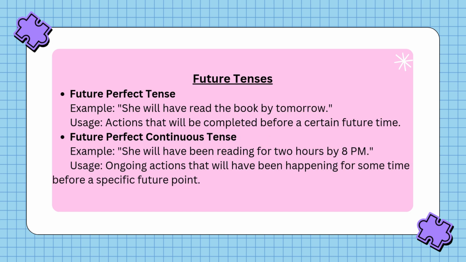Future tenses. Future perfect tense. Example: she will have read the book by tomorrow. Usage: actions that will be completed before a certain future time. Future perfect continuous tense. Example: she will have been reading for 2 hours by 8 p.m. Usage: ongoing actions that will have been happening for some time before a specific future point.